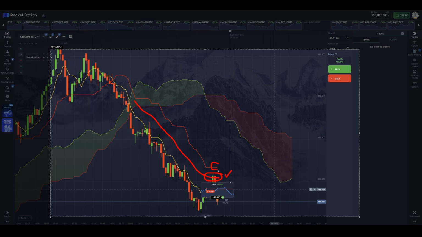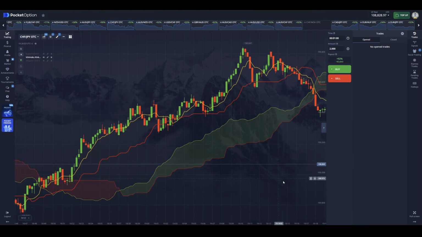That will be a safe entry point. And the outermost line, by the way, it could even be yellow. That's also a safe entry point. In an upward movement, accordingly, everything will be the opposite for us.